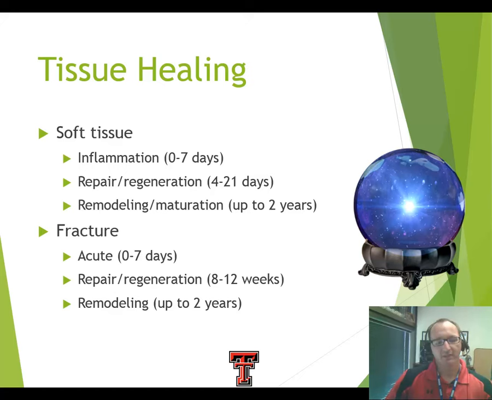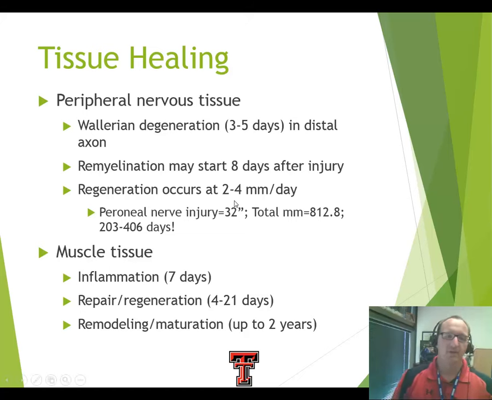If we're talking about an osseous injury, a fracture, the acute phase of healing is about a week. Repair and regeneration takes up to 3 months, and then remodeling again. We'll see evidence of a fracture forever, but we'll see active remodeling up to 2 years. With peripheral nervous tissue, we'll get an initial degeneration where that distal axon will actually deteriorate substantially. And then if it's a myelinated nerve cell, that remyelination may take months or even years to occur.